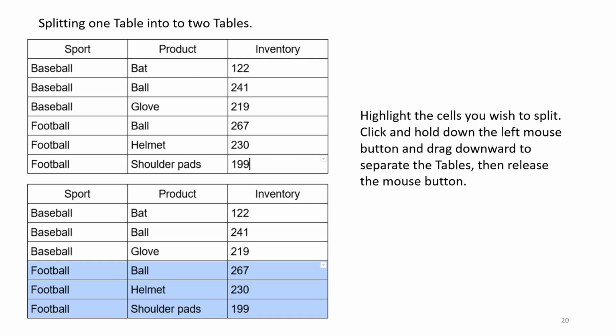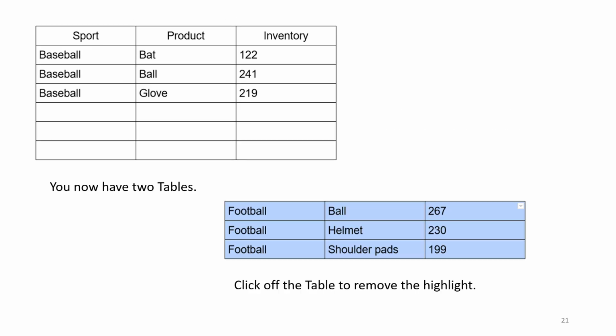Splitting one table into two tables. Highlight the cells you wish to split. Click and hold down the left mouse button and drag downward to separate the tables. Then release the mouse button. Now you have two tables. Click off the table to remove the highlight.